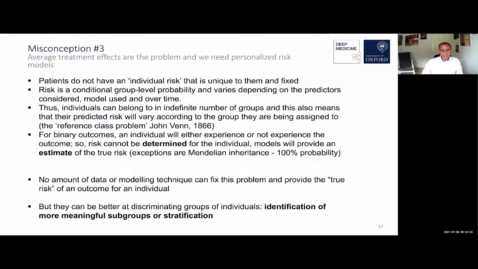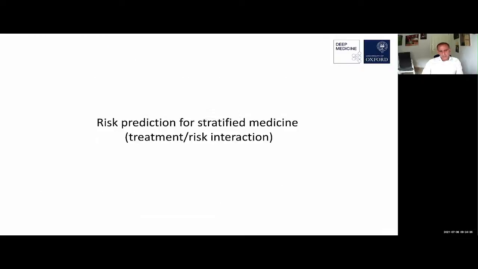And that is why we tend to refer, instead of personalized medicine, to stratified medicine, which means essentially smaller subgroups that are looked at through a particular lens, are very similar, and therefore it makes it worthwhile to assess whether the response to treatment differs. And the way one looks at it is to look at treatment or treatment-risk interactions.